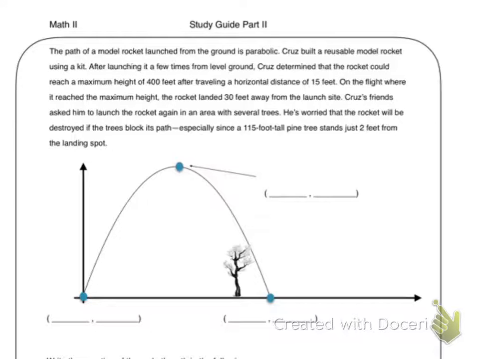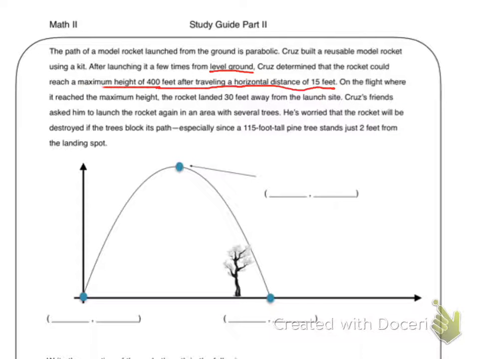Okay, Unit 6, Part 2 says the path of a model rocket launched from the ground is parabolic. Cruz built a reusable model rocket using a kit. After launching it a few times from ground level, that's a little hint right there, launches it from ground level, Cruz determined that the rocket could reach a maximum height of 400 feet after traveling a horizontal distance of 15 feet.